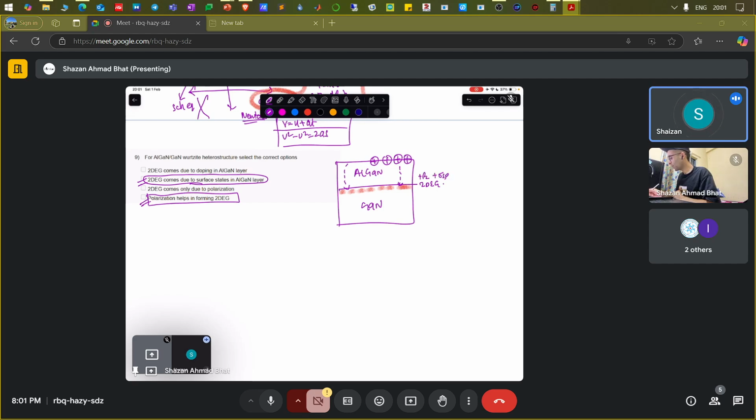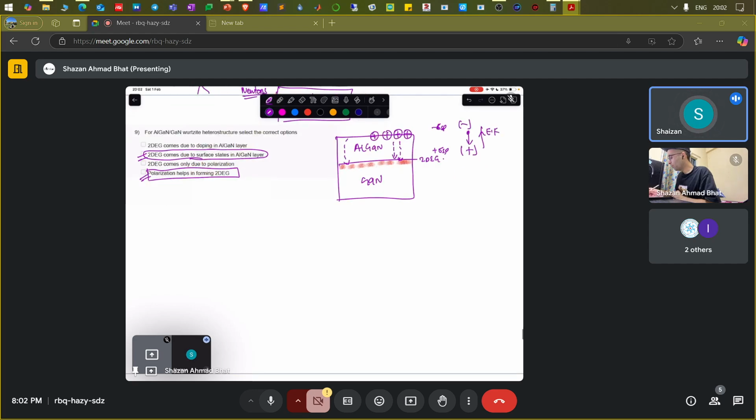There is a positive spontaneous polarization charge here. This is piezo polarization, and this is spontaneous polarization. There is a minus sigma polarization charge here. So the polarization charge also helps in forming the 2D electron gas, but it's not necessary, because it enhances the field. You can see that this is overall positive and this is overall negative. The electric field will be in this direction, so the electron will move in this direction, down. If you remove the polarization components, there will still be a field. It will be slightly less, but still there will be a field.